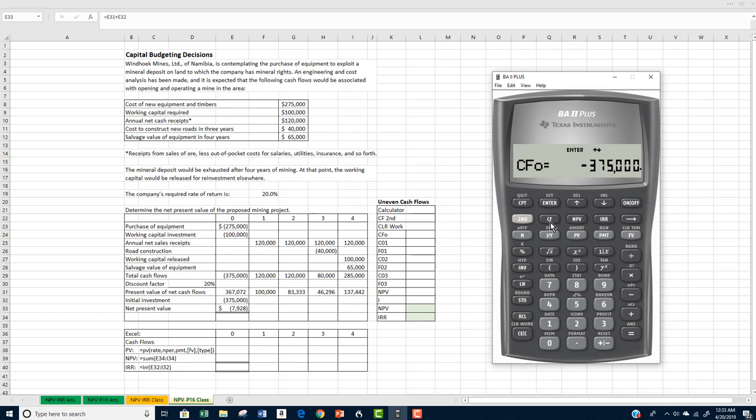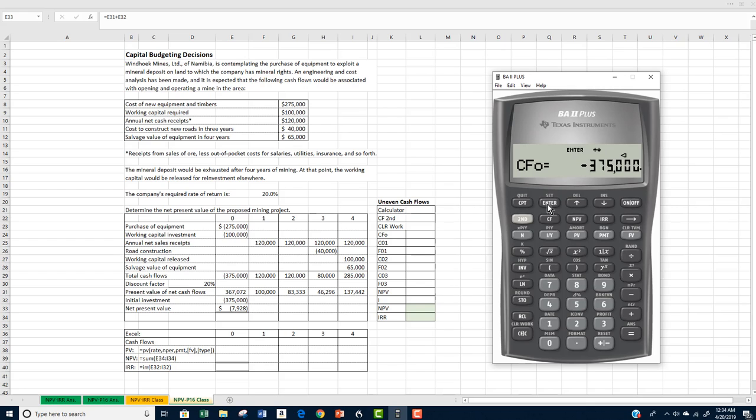CFO will appear on your display. If there is an amount displayed, press the second button and the Clear Work button at the bottom of your calculator. CFO will now read 0. Enter 375,000 as a negative and press enter. CFO stands for cash flow in time 0.